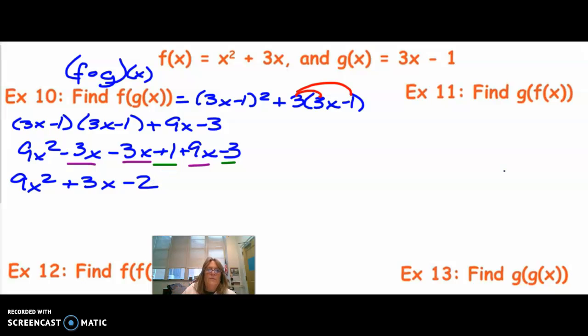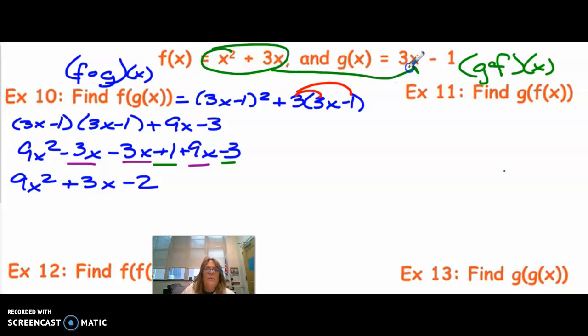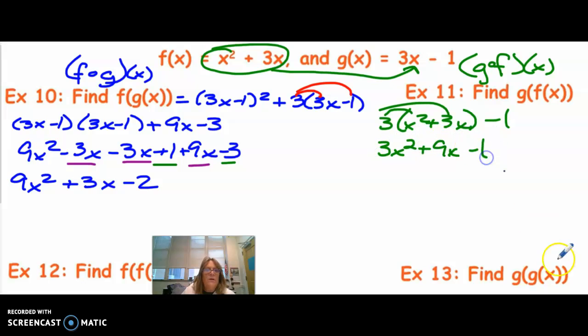All right, so let's try this one. This one is g composite f. So that means that I'm going to take this, and everywhere in my g equation that I have an x, I'm going to plug in that whole quantity. So I've got 3 times (x squared plus 3x) minus 1. Use my distributive property, 3x squared plus 9x minus 1. And there's nothing that I can combine to make that smaller. So that's the answer on that one.